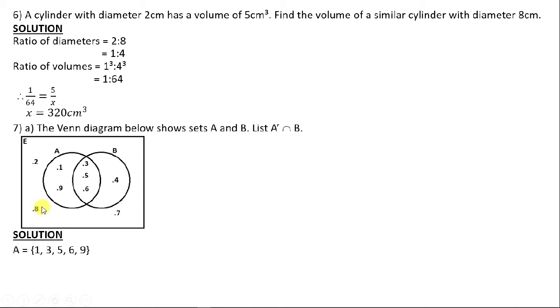Set A has elements 1, 3, 5, 6, and 9. A complement, those that do not belong to A, are 2, 4, 7, and 8. Set B has elements 3, 4, 5, and 6. Now, intersection means what is common. So what is common between those elements that are not found in A but in B? You find that the common element is 4. Therefore, our A complement intersection B is equal to 4. We continue.